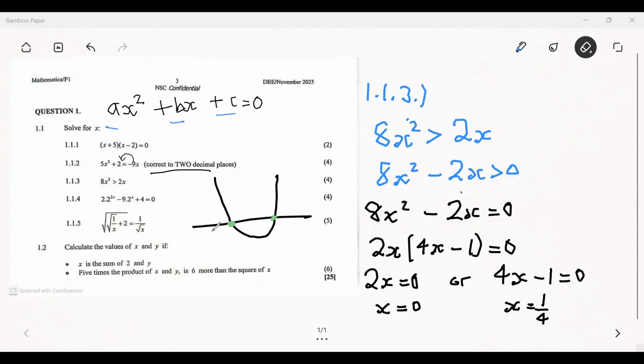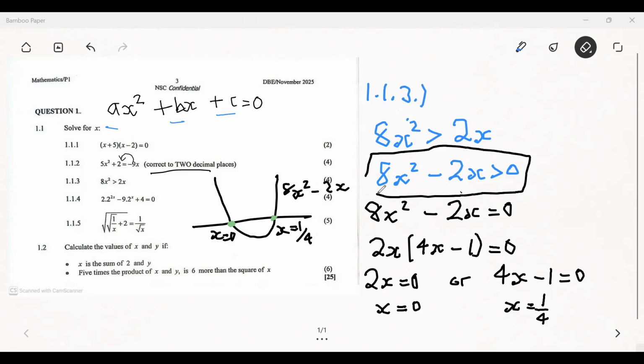The one is going to be when x is 0. The other one is going to be when x is 1 over 4. And this graph is a graph of 8x squared minus 2x. What is this inequality saying? This inequality is saying we're looking for where 8x squared minus 2x is above 0, greater than 0. The 0 line of any function is the x-axis. So when they're saying this is a line x equals 0, I mean, this is the line y equals 0. It should be y equals 0.